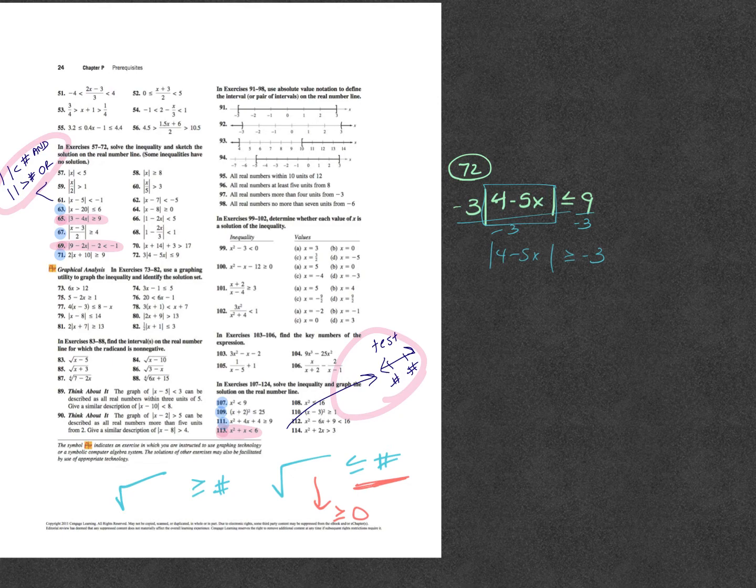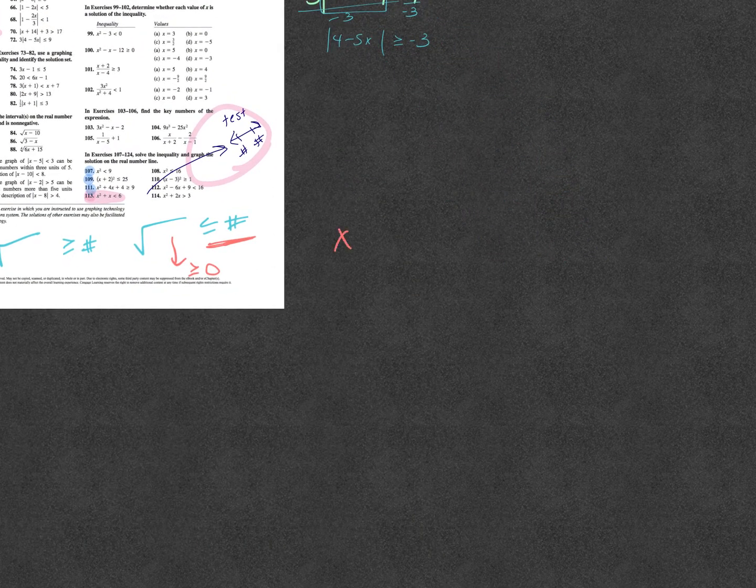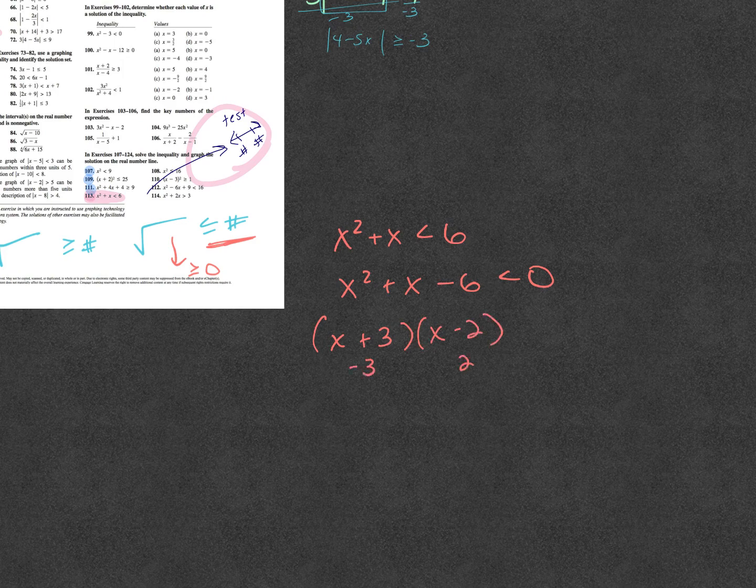Can you do 1 through 10? Sure. So I get x squared plus x is less than 6. I want to move the 6 to be on the side with the x squared and the x, and then it would be x plus 3 and x minus 2. Solve it, and I get -3 and I get +2.